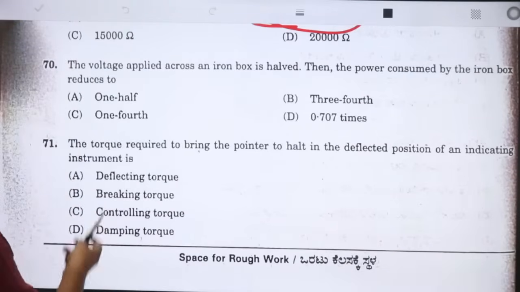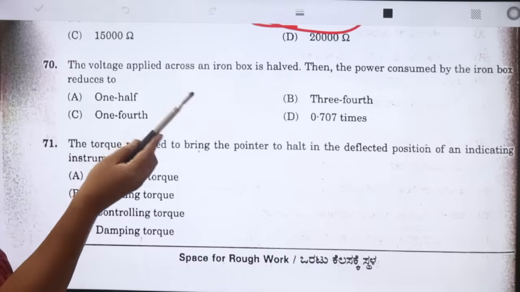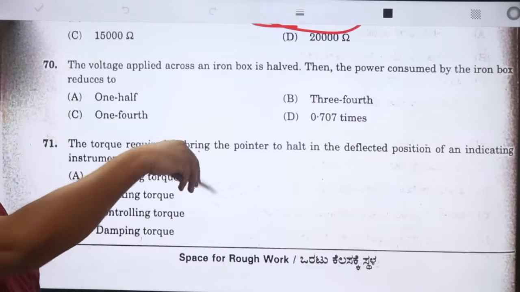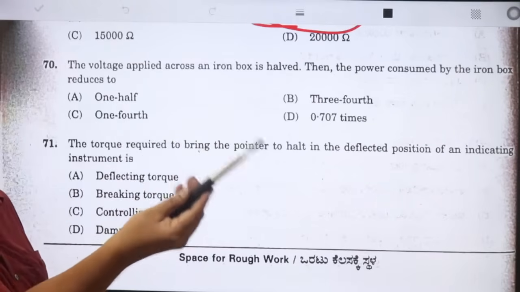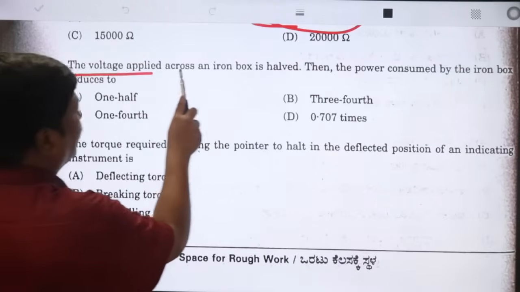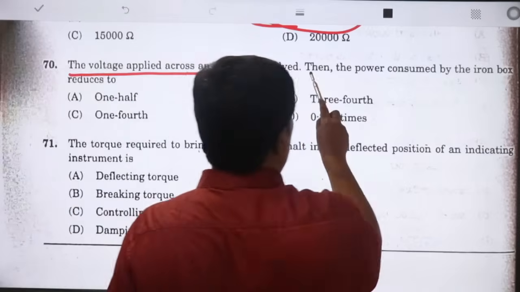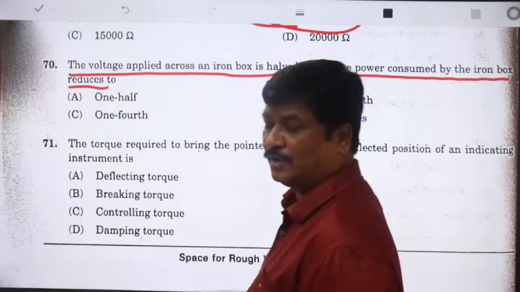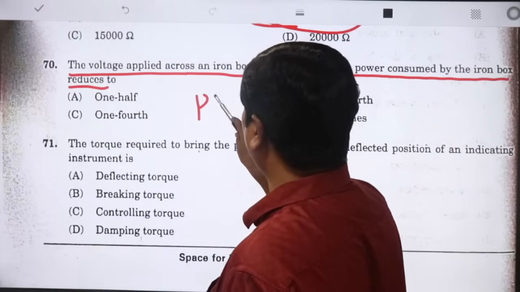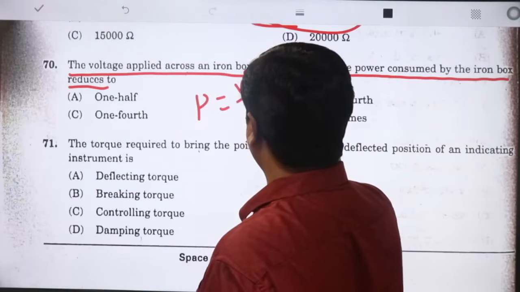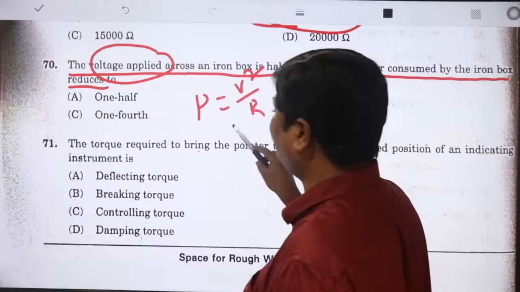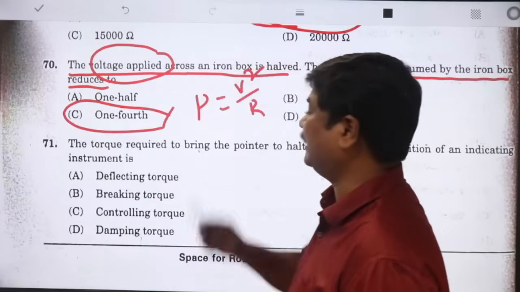The same question is repeated. Whatever the question 68 that was given in the numerical, now it is given in the form of a direct equation. The voltage applied across the iron box is halved. Then the power consumed by the iron box reduces to? Power is given by V square by R. When the voltage is halved, it becomes (V by 2) whole square, so P by 4, 1/4 of the power you are getting.